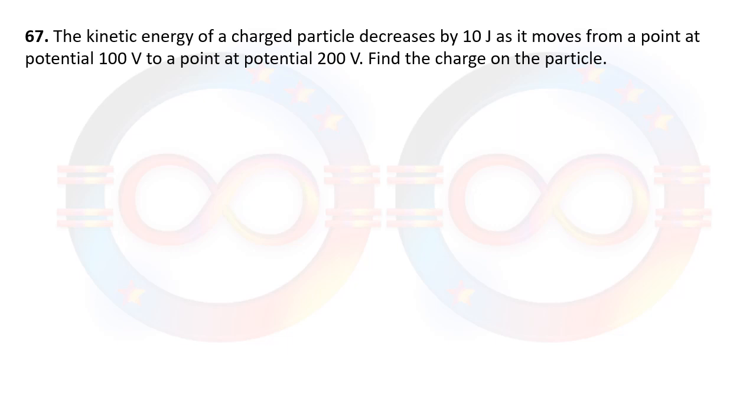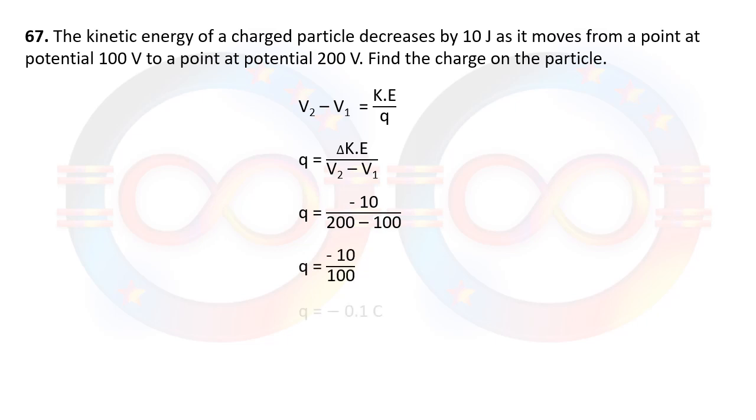Question number 67: the kinetic energy of a charged particle decreased by 10 joule as it moves from a potential of 100 volt to a potential of 200 volt. Find the charge on the particle. We have one formula that change in potential is equal to work done upon charge. This work done is nothing but the decrease or increase in kinetic energy we can take. So V2 minus V1 is equal to kinetic energy upon charge. V2 minus V1 is nothing but 200 minus 100. So charge is equal to change in kinetic energy upon 100. That is a decrease, so minus 10, and it will be minus 0.1 coulomb. The value of charge we have calculated.